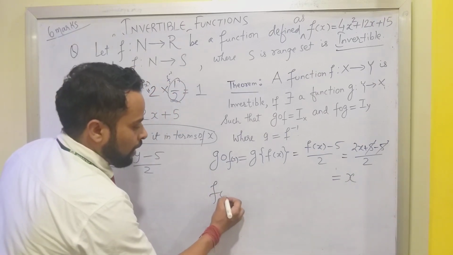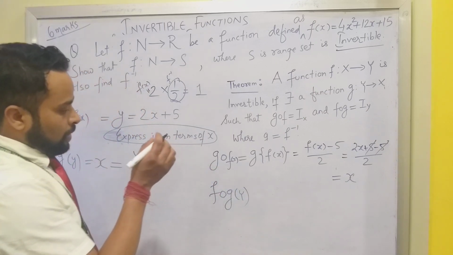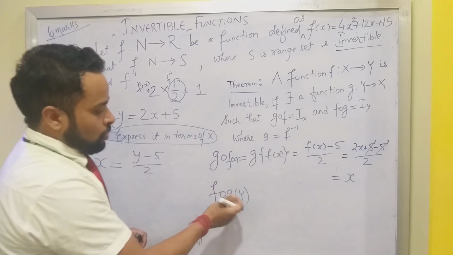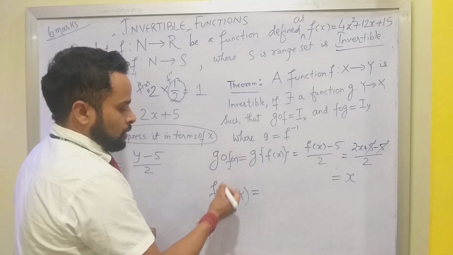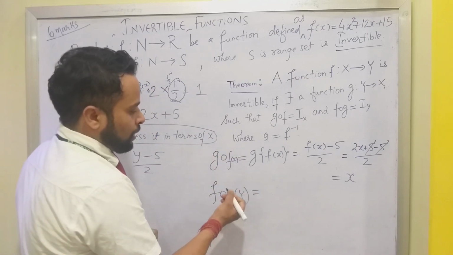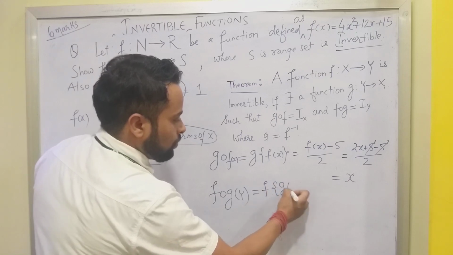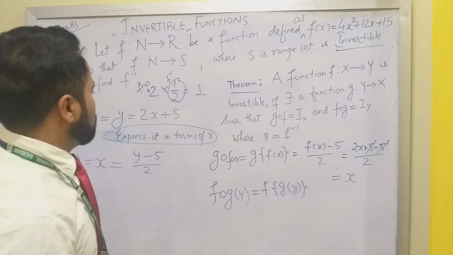Similarly, if you try FOG, where g maps the second set to the first, so I'm taking y, FOG is f of g of y. F of g of y. And what is f of g of y?